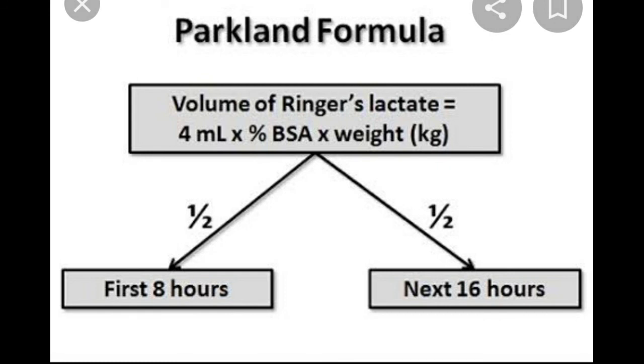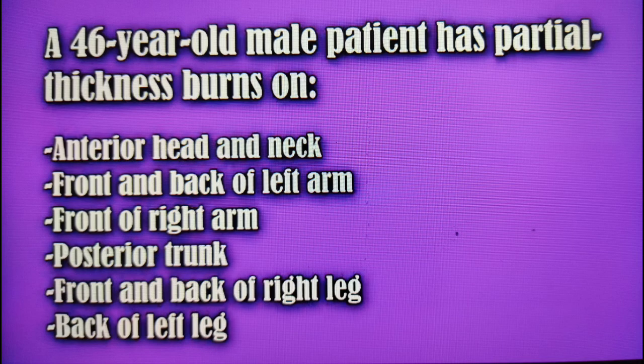So now we can move to one question related to this point. This is our question. A 46-year-old male patient has partial thickness burn on anterior head and back, front and back of the left arm, front of right arm, posterior trunk, front and back of right leg, back of the left leg. The patient weight is 180 pounds. Using the Parkland burn formula to calculate fluid replacement, calculate the hourly fluid rate for this patient over the next 24 hours.